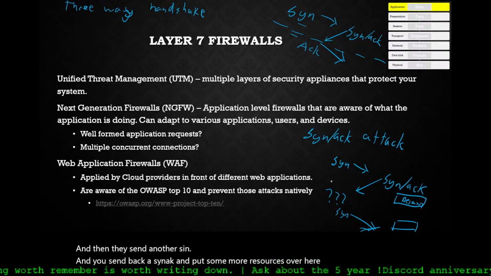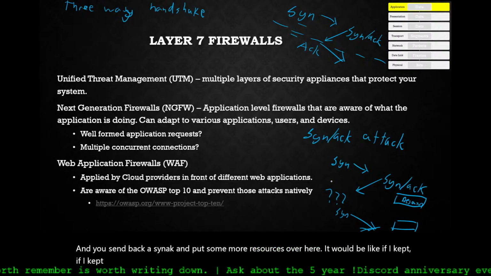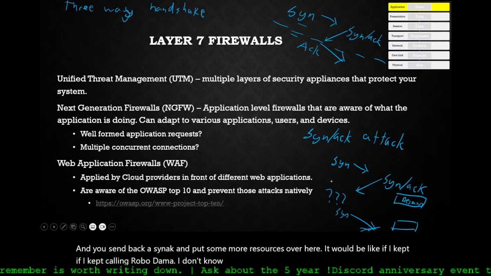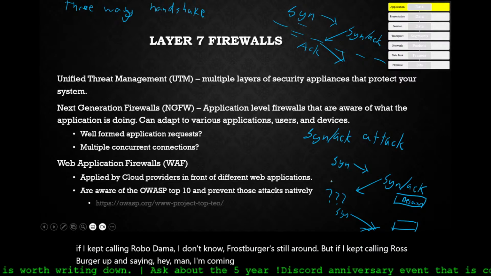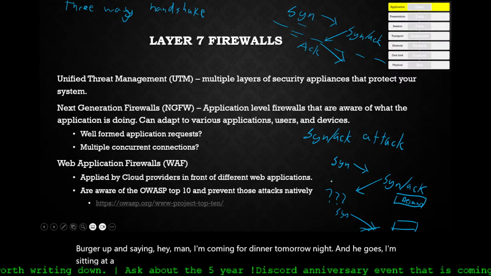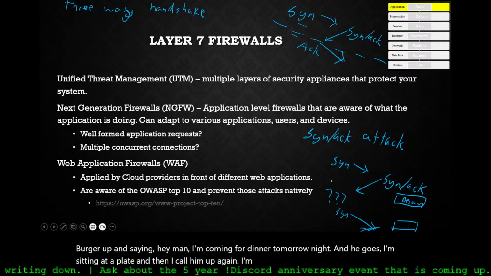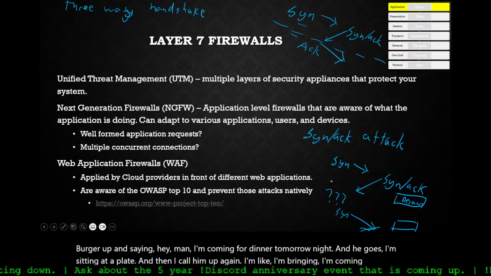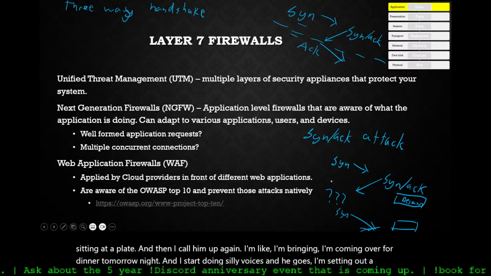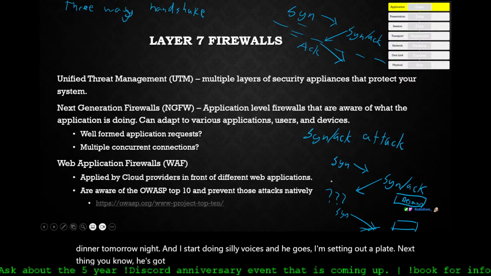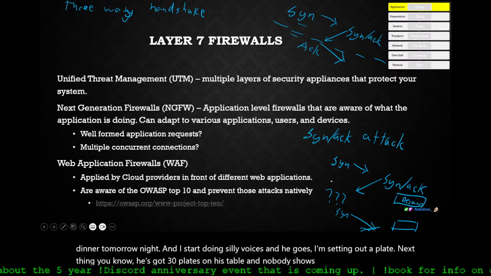It would be like if I kept calling Robodom up. I don't know if Rossberger's still around, but if I kept calling Rossberger up and saying, "Hey man, I'm coming for dinner tomorrow night," and he goes, "I'm setting out a plate," and then I call him up again, "I'm coming over for dinner tomorrow night," and I start doing silly voices, and he goes, "I'm setting out a plate." Next thing you know, he's got 30 plates on his table and nobody shows up because I never do that last connection.